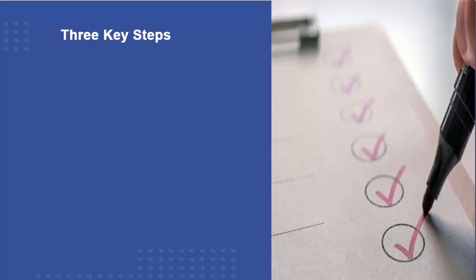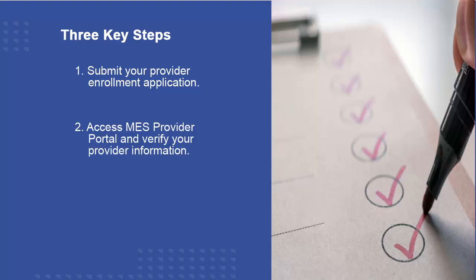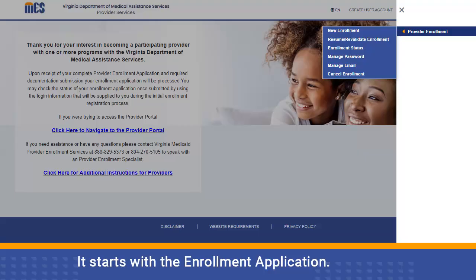This entire process includes 3 key steps. First, you'll need to enroll as a Virginia Medicaid provider if you are not already enrolled or if you need to add a service location. Next, you'll need to access the MES provider portal. Then you'll need to set up all delegates who will perform tasks in the portal on the provider's behalf. It's that simple. The transition to using MES and the provider portal starts with enrollment, using the Provider Enrollment Wizard.